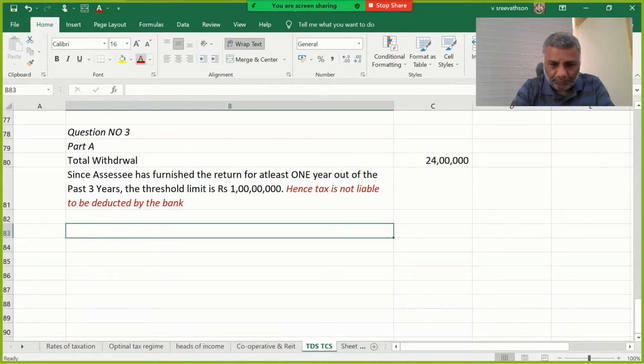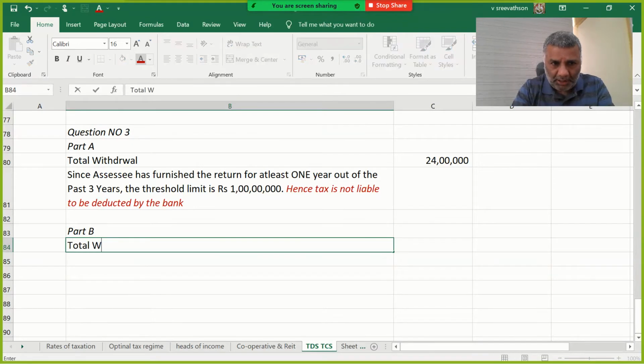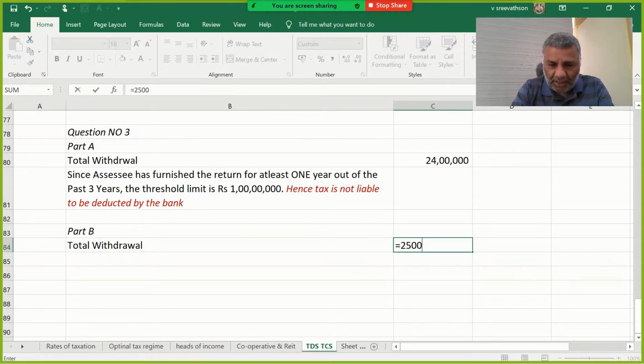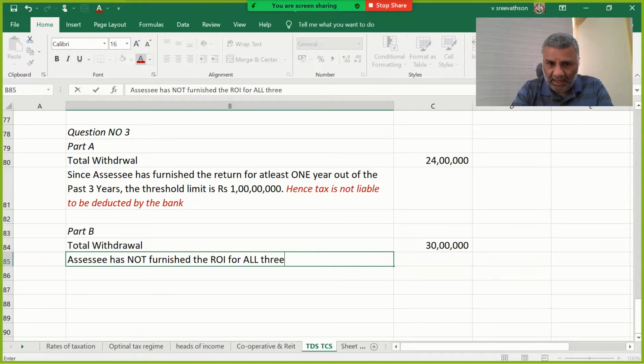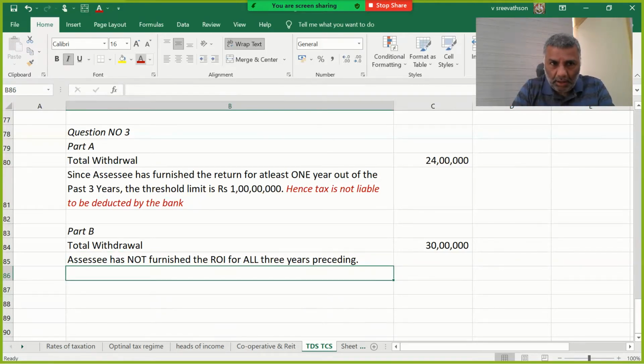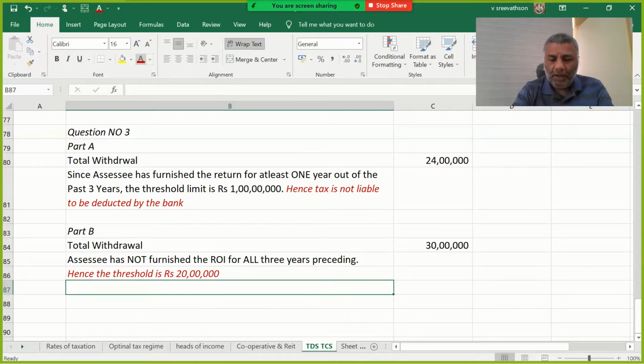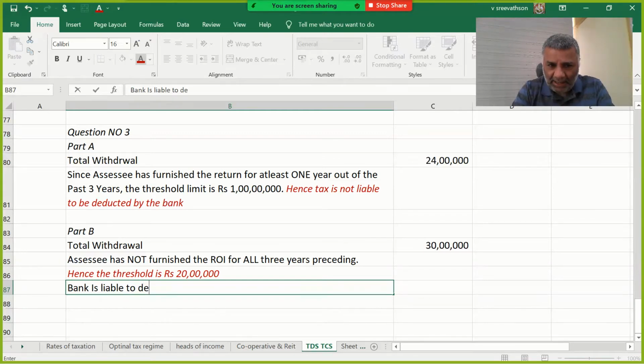Now, part B, total withdrawal: 2,50,000 into 12, 30 lakhs. Assessee has not furnished the ROI for all 3 years preceding. Hence the threshold is rupees 20 lakhs. Bank is liable to deduct tax at the rate of 2% on the amount exceeding rupees 20 lakhs.